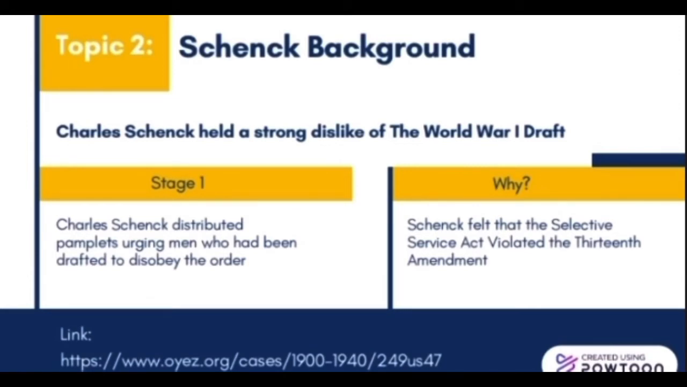It is important to note that there was absolutely no violence encouraged within the pamphlets. Schenck's reasoning behind his massive disfavor of the Selective Service Act was that he believed it violated the 13th Amendment. The 13th Amendment was passed and ratified in 1865, which made any form of slavery and/or involuntary servitude illegal. Charles Schenck believed that by forcing men into military service, this was violating the 13th Amendment and the right to be free of any unwanted servitude.